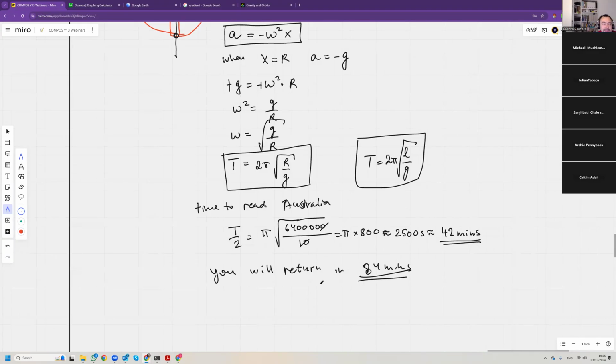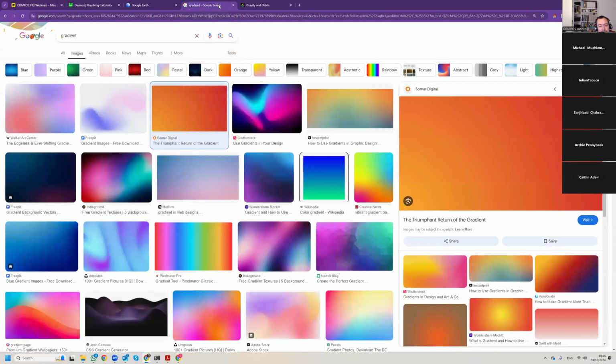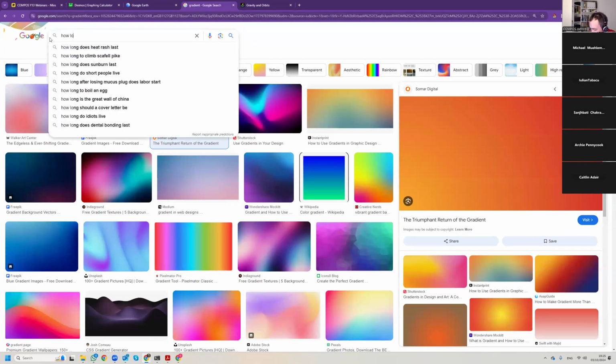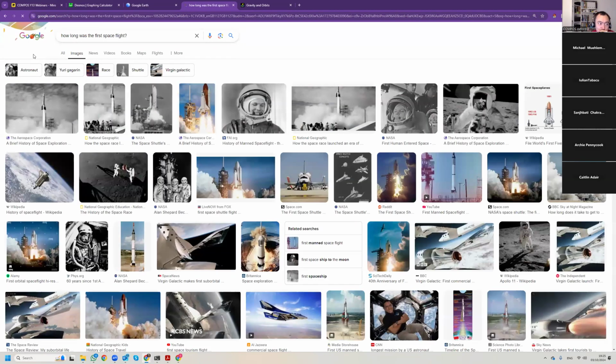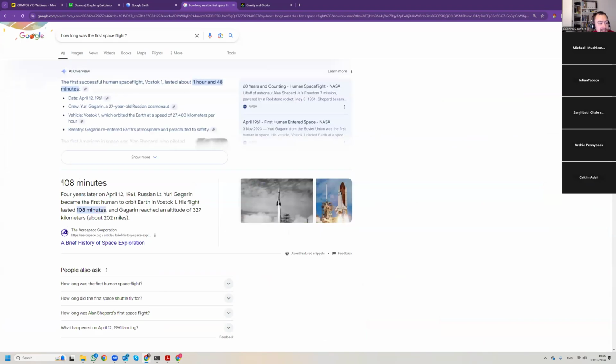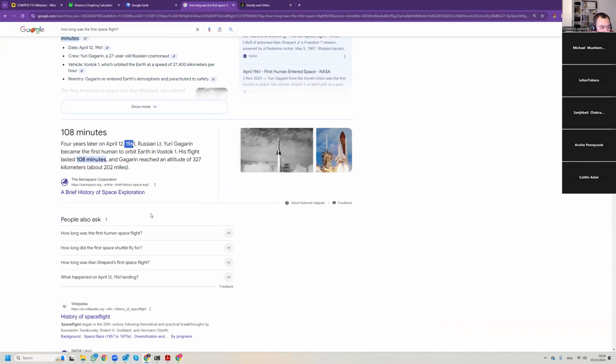That's an interesting number because I wonder if I saw this number before. How long was the first space flight? It was 108 minutes. That's very close to what we got, 84 minutes. So it was on April 12th, 1961. Yuri Gagarin went around the Earth once and returned in 108 minutes.